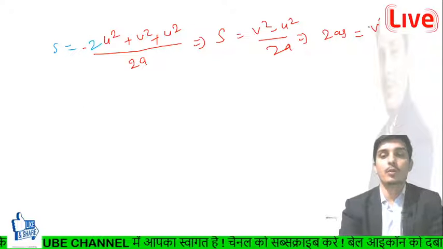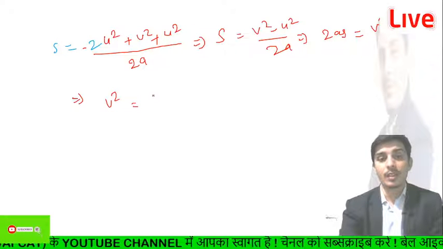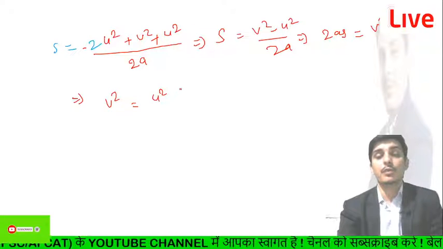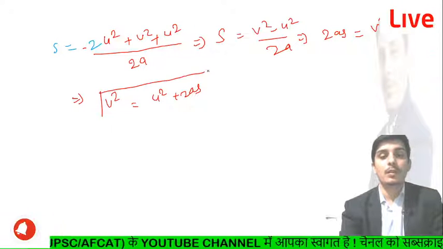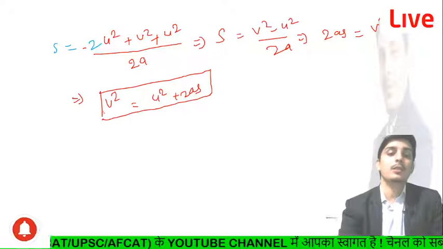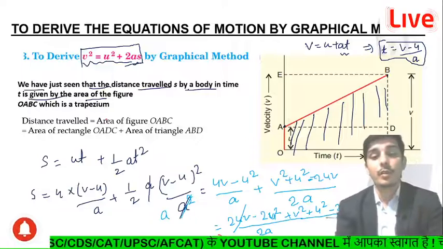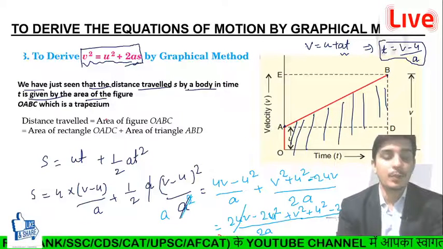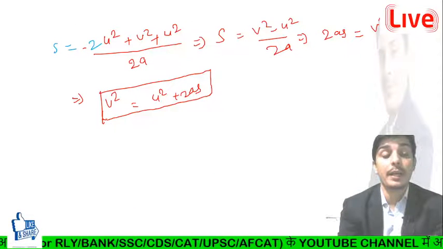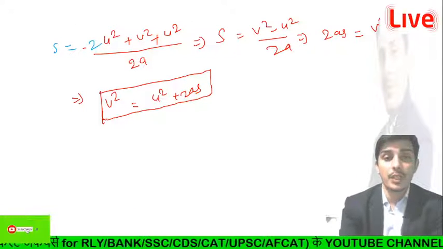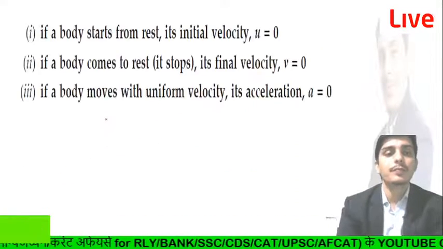So after sending u square to the other side, we can write v square is equal to u square plus 2as. So this is the right derivation for the third equation of motion. I hope you are understanding very well today, because I am trying to discuss in a very good manner.